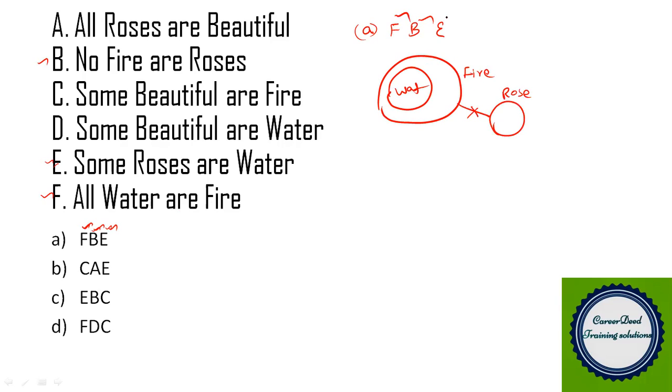Now you have conclusion E. What is given in conclusion E? Some roses are water. See, here it is given some roses are related to water. So this is logically wrong. So how can you say some roses are water? So option A is definitely wrong.